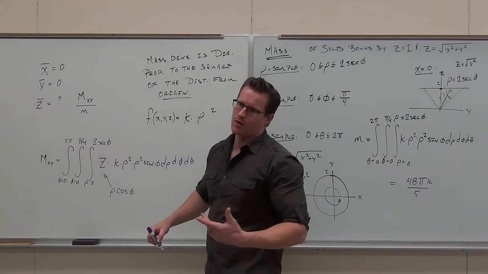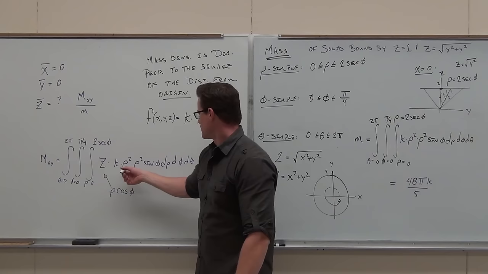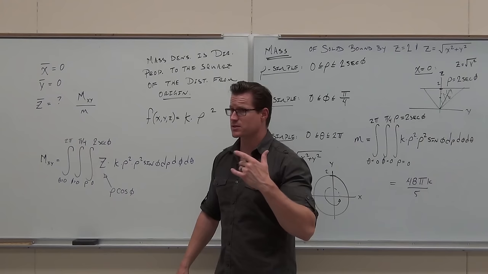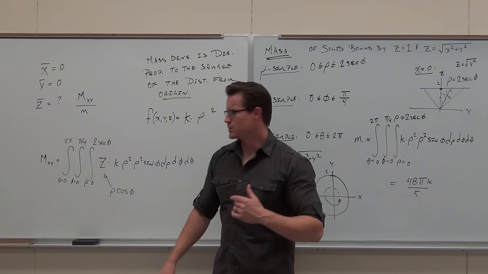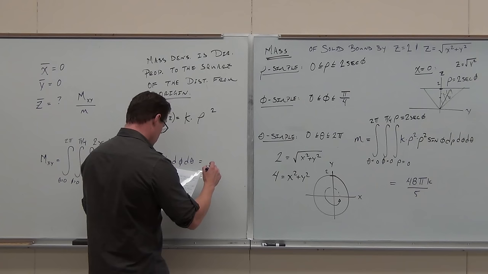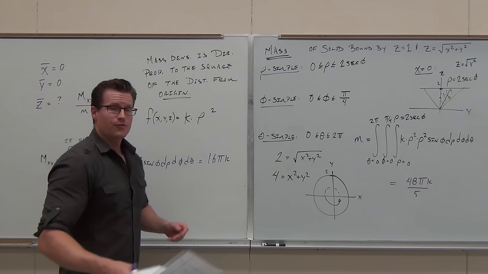But you'd have a rho to the, so you integrate, you're going to get a rho to the sixth. That's cosine to the negative sixth. Well, that's still a u-sub. You can still do a u-sub with this right there, and you're on your way. Did you guys see where the rho cosine phi is coming from? This one gives you 16 pi k. From these two pieces, do you have enough to find the center of mass with respect to z?